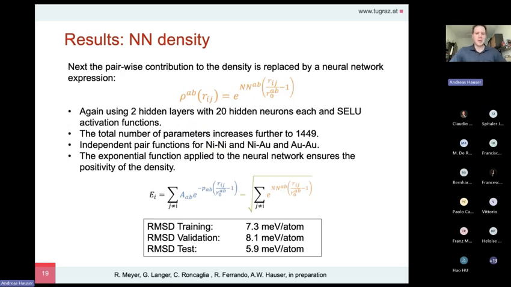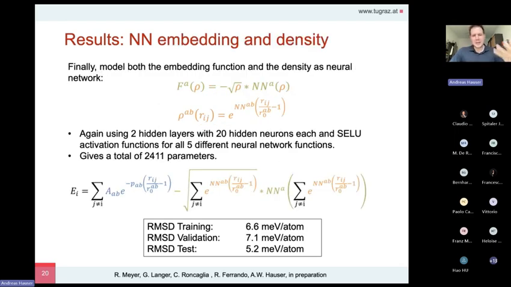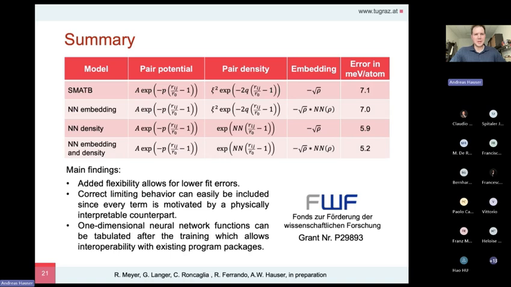With density, neural network answers for the density, you can improve it even further, and if you combine it, it gets down to the best we had so far. But this is sort of obvious, because you are buying this with an increase of parameters, and you now have like 2,400 parameters. So this is again a highly nonlinear fit. You need a lot of data to make a meaningful training here.